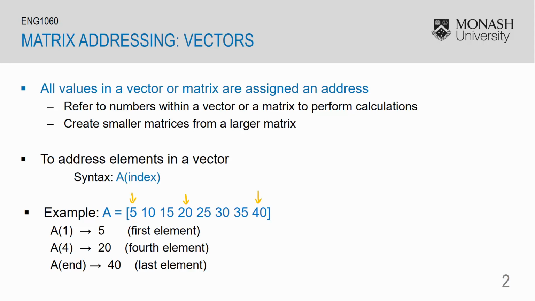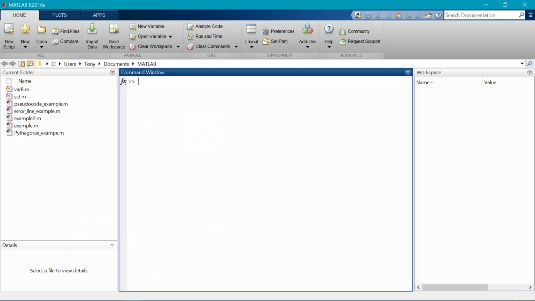I will now demonstrate this in MATLAB. So we had A is equal to 5 colon 5 colon 40. The first element of A is A bracket 1, which is 5. The fourth element is 20. And the last element, A bracket end, is equal to 40.